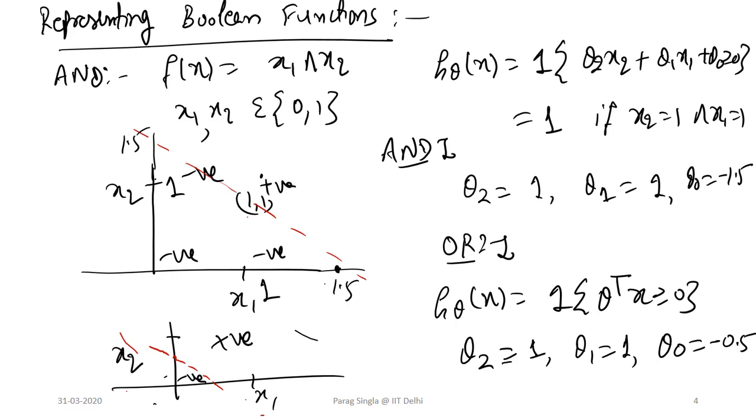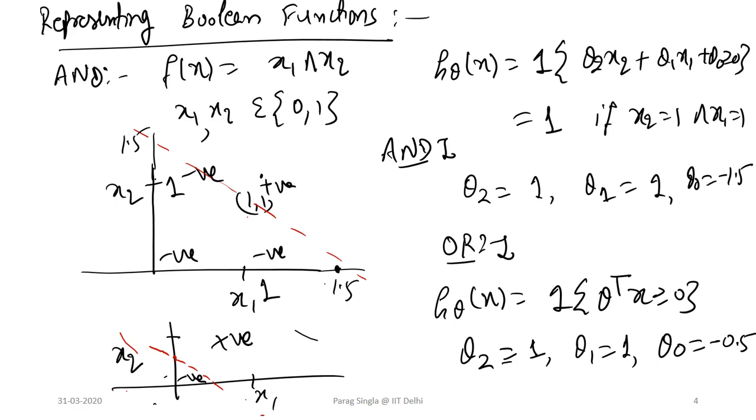So let us consider a very simple function, which is the AND function, given by f(x) equals x1 and x2, which is the standard Boolean operator, where x1 and x2 belong to the standard Boolean domain 0, 1. In particular, we are looking for h theta x, which is the indicator of theta 2 x2 plus theta 1 x1 plus theta 0 greater than or equal to 0, and which is equal to 1 if and only if x2 is equal to 1 and x1 is also equal to 1, right? So this is our AND function.